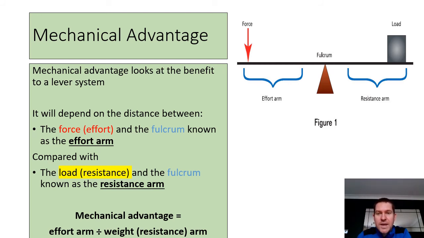So we can actually work out mechanical advantage by using that formula there at the bottom, which is worth making a note of. So mechanical advantage equals effort arm divided by weight arm or resistance arm. So that is the formula that we use to figure out and work out mechanical advantage. So pause your video here, just make a few notes on that, and then in the next slide we'll see if we can apply it to the three class levers.